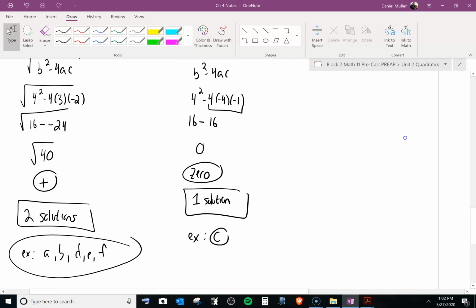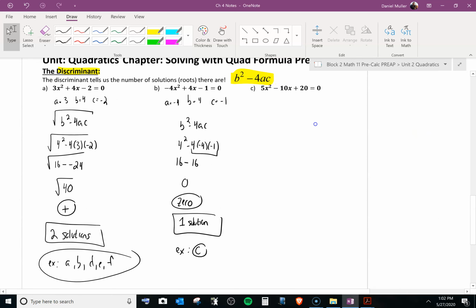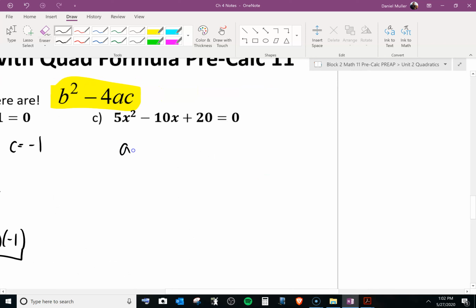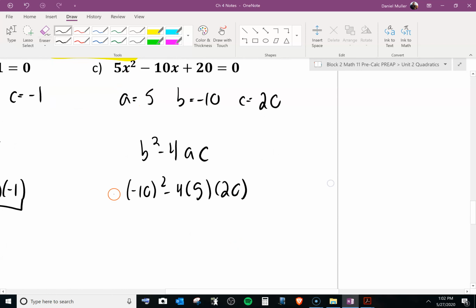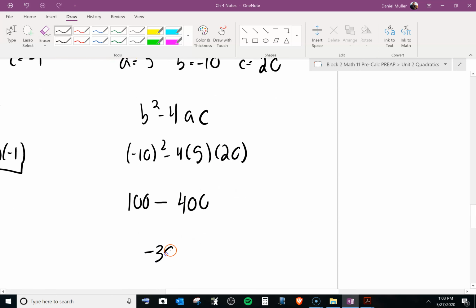And we had none that would get us no solutions, which is probably this one. A is going to be 5, B is going to be negative 10, and C is going to be 20. So b squared minus 4 times a times c. Now what's b squared? Negative 10 squared minus 4 times a, which is 5, times c, which is 20. So negative 10 squared is positive 100, minus 4 times 5 is 20, and 20 times 20 is 400, which gets me negative 300.